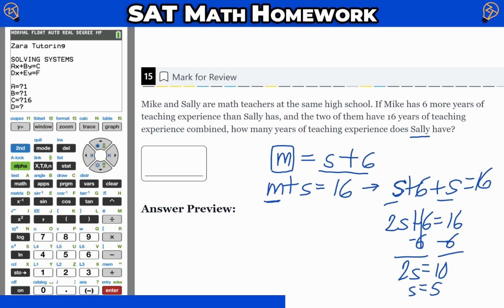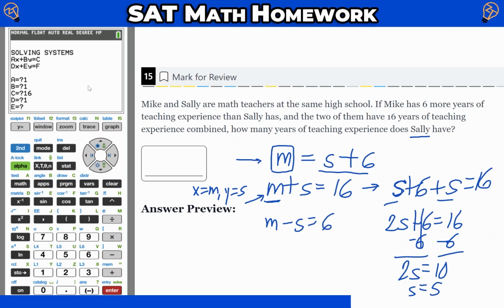Now, keep in mind the way that I did this is I essentially made x, m, and then for the s variable, that was like my y. So if I'm rewriting this top equation here, I'm going to move the s to the other side by subtracting it over. So I have m minus s is equal to 6. And now we can type in those coefficients. We have 1, -1, using the negative key down here, and 6. And like we said, x is really m. And we're looking for y because we're looking for the number of years Sally taught. And so the answer, again, is 5.